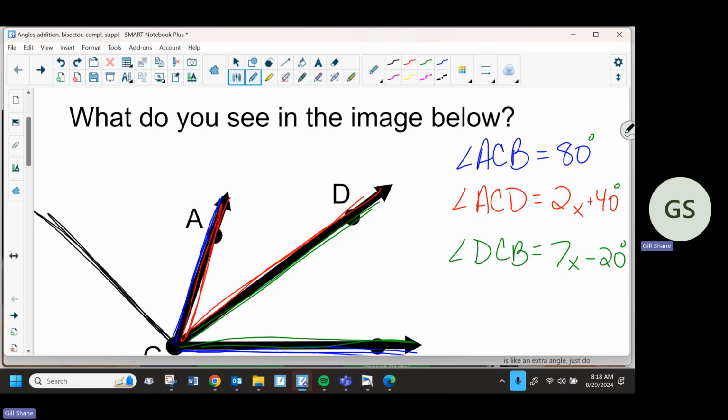Just do what I did, like label. You want to, there's colored pencils. If you have highlighters, I normally write the information in. So ACD, I would write 2x plus 40 there. Again, if you see a degree symbol, it is about the angle. Write that down. If you see a degree symbol, it is the measure of the angle.